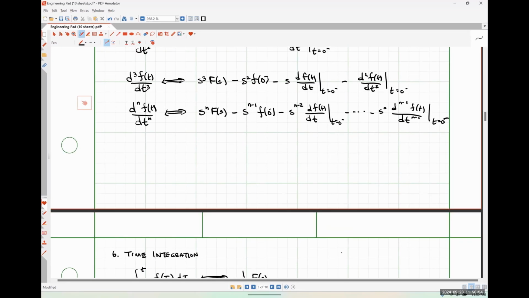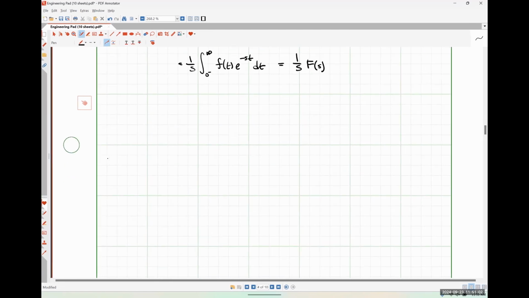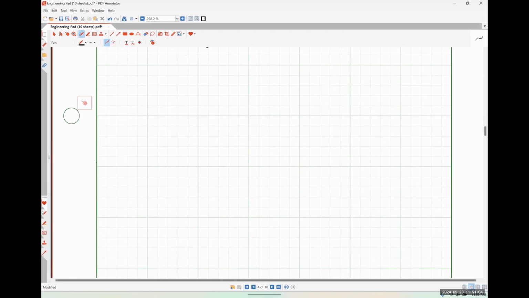This is literally on the back of the sheet that I gave you. Yep. It doesn't have the proof, but the actual thing is on the back of the sheet I gave you.